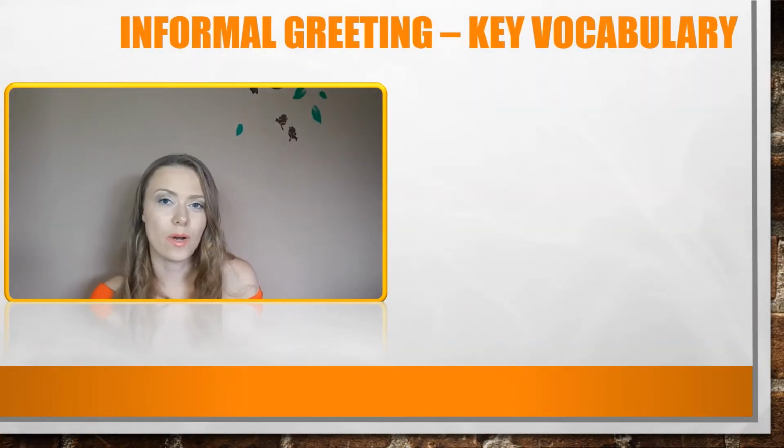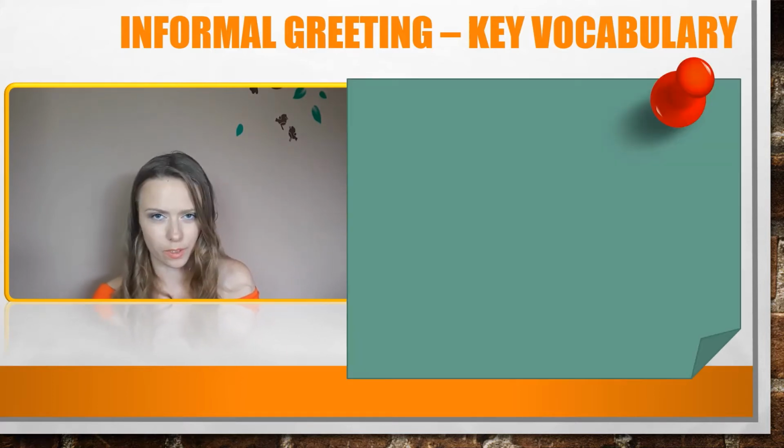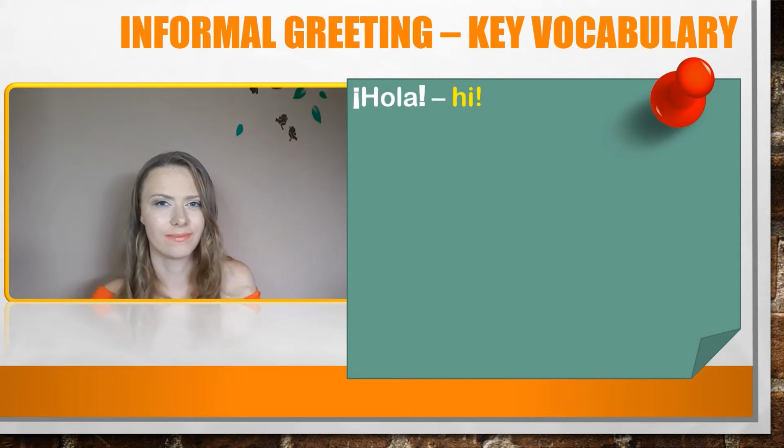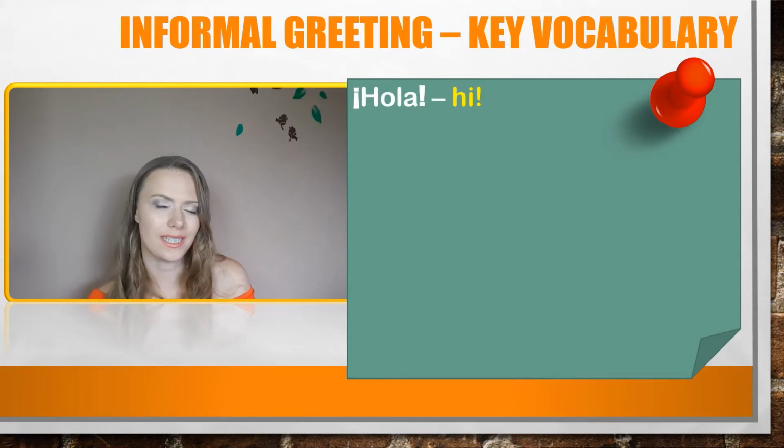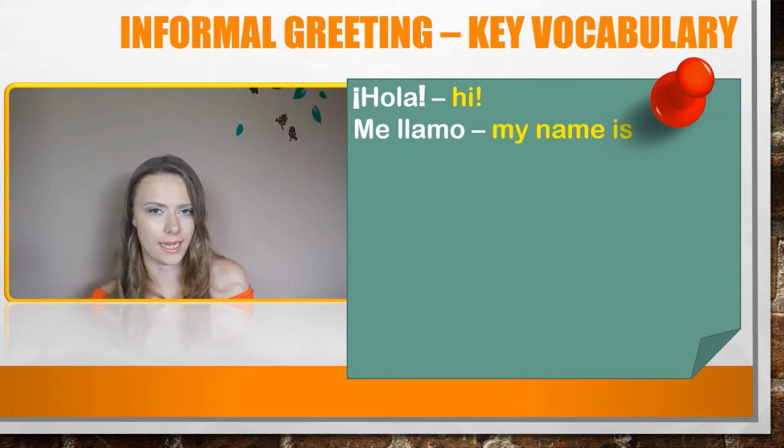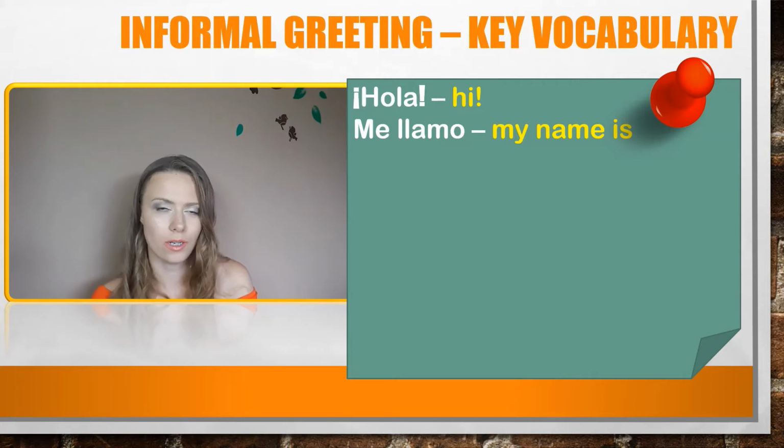Let's have a look now closely at the key vocabulary to use when you find yourself in an informal situation. With someone, you would say hola, which means hello or hi. To introduce yourself, you would use the phrase me llamo Elena and your name. Me llamo Elena.